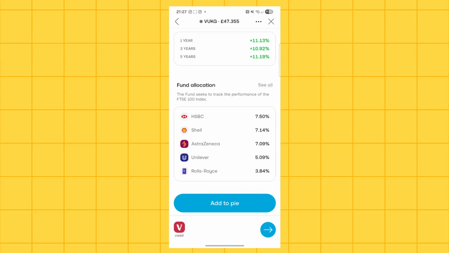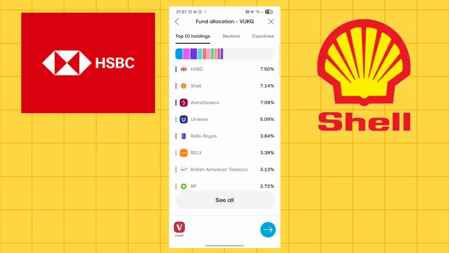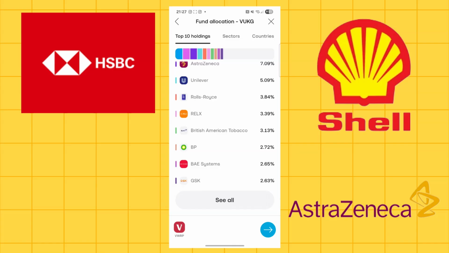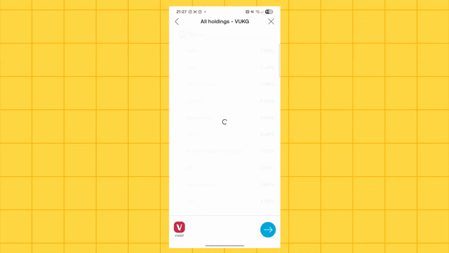At the top is the bank HSBC at 7.5%, then the oil and gas company Shell. They are followed by AstraZeneca, our biggest pharmaceutical company, and then Rolls-Royce, who we just spoke about. A lot, if not all of these 100 companies will be in the All-World Fund, but by adding this, I'm increasing my allocation to the UK that little bit more.